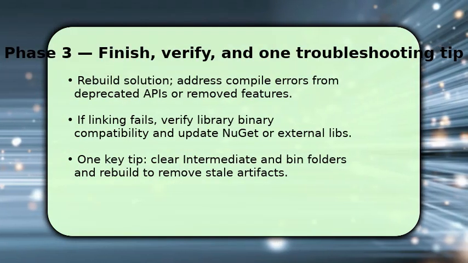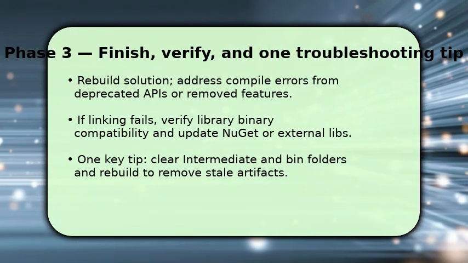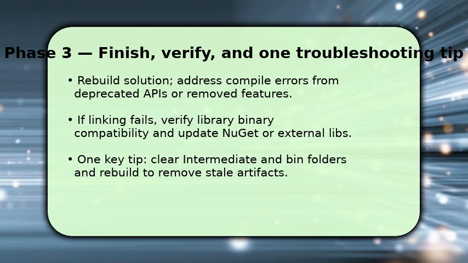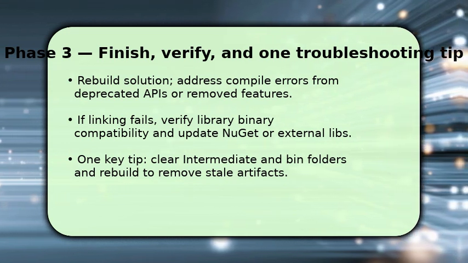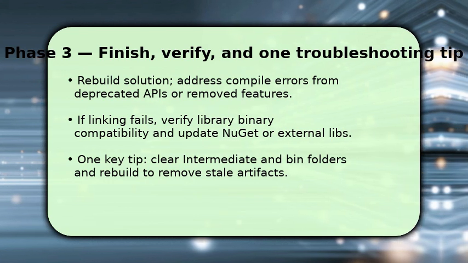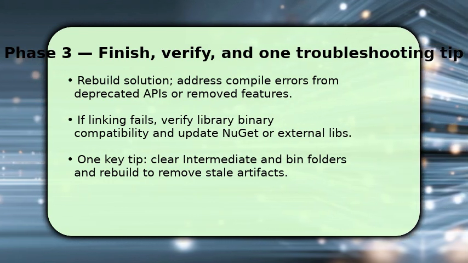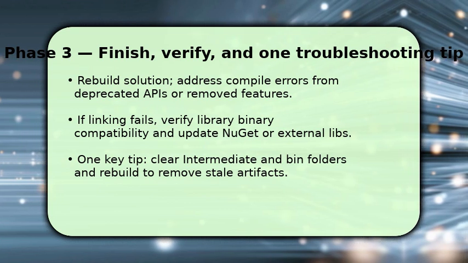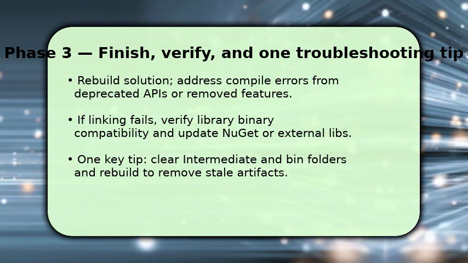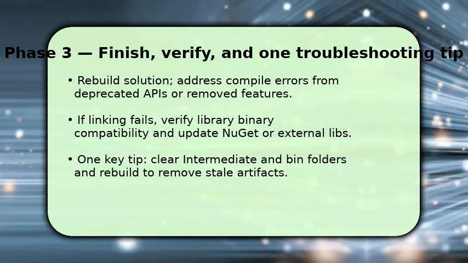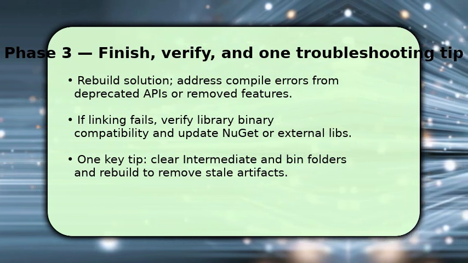You finish by rebuilding and testing. Do a clean and then rebuild the solution to surface conversion errors. These often reveal deprecated APIs or new stricter checks. If linking errors appear, check that all libraries were built with the same toolset and update NuGet packages or external binaries. Once tests pass, commit changes.